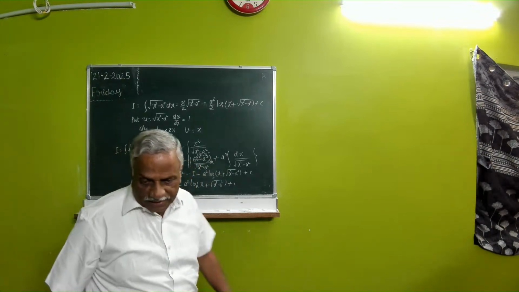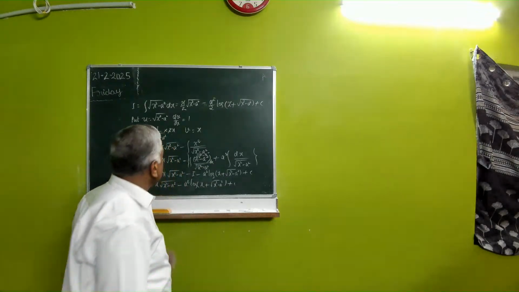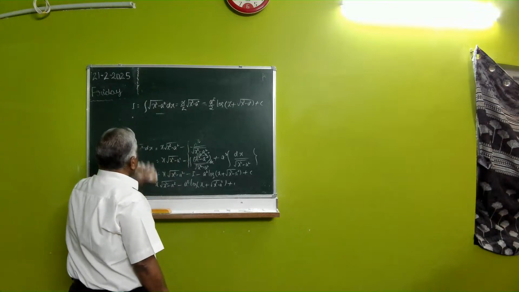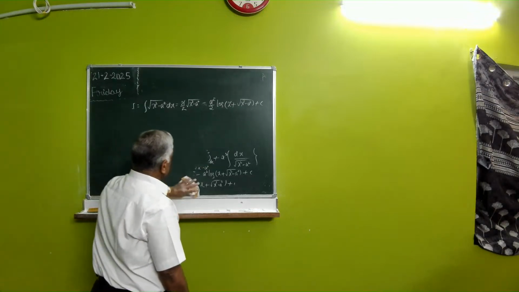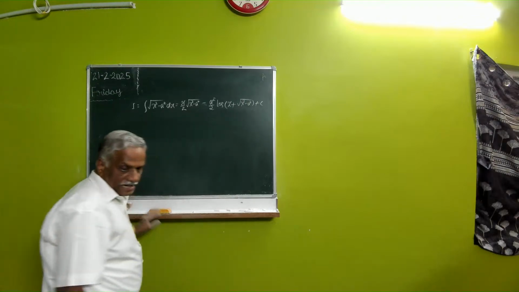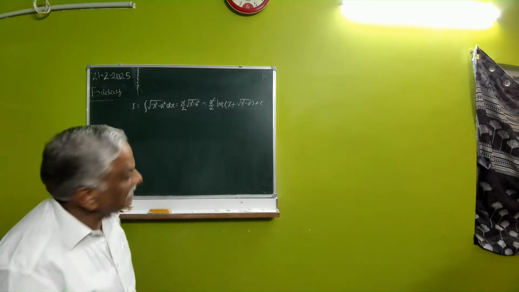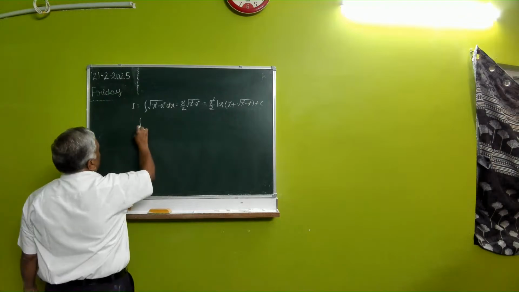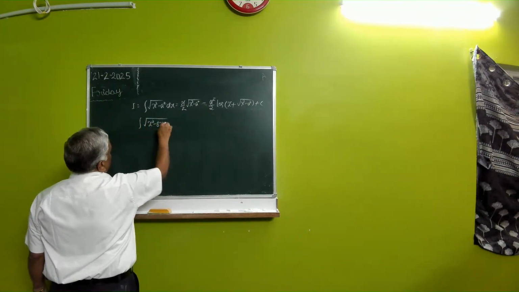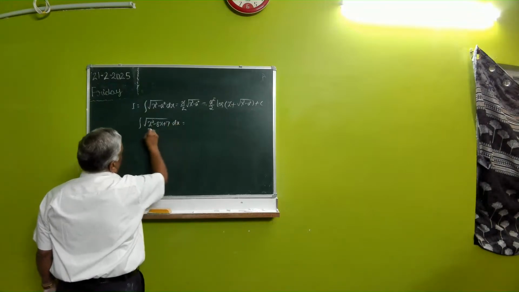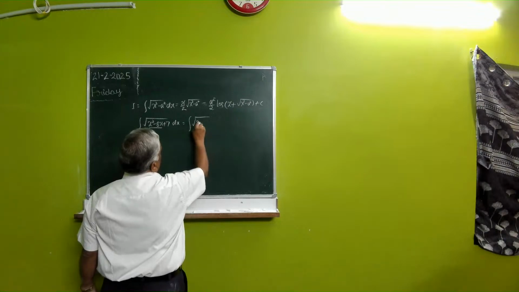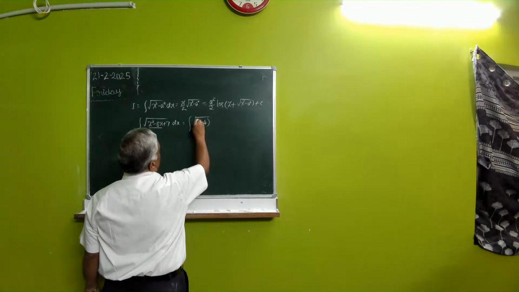Now, what's the problem given? x square minus 8x plus 7. We have to work that problem using the standard results of integration. Integrate root of x square minus 8x plus 7. Always look at the first two terms. So what you get? x minus 4 whole square.